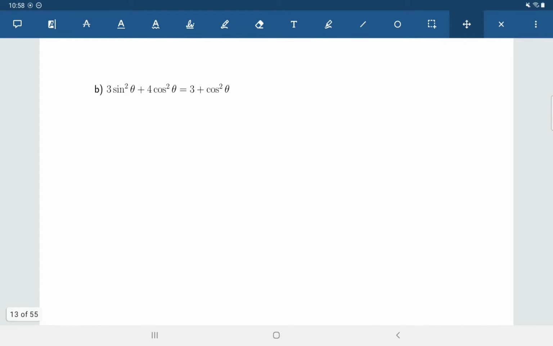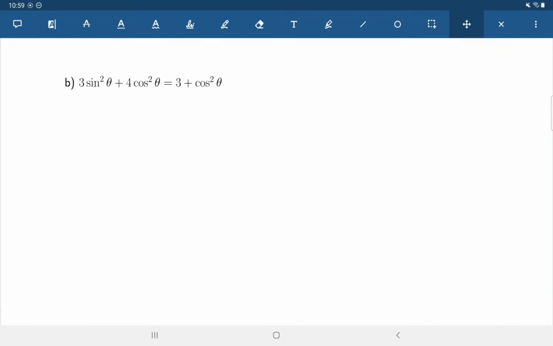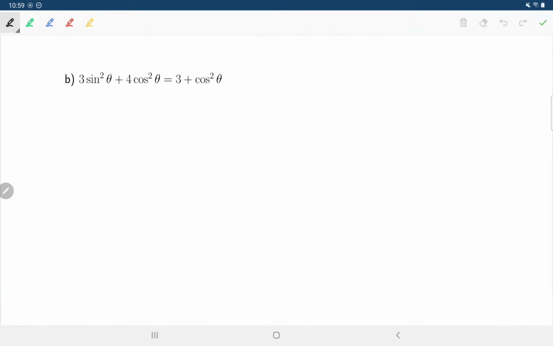All right, let's do another one here. We've got some sine squareds, some cosine squareds. Whenever I'm thinking about what identities to use, I always ask myself, what do I see and what is it reminding me of? And I'm looking at this and I see sine squareds and cosine squareds, which is making me think very much of the Pythagorean identities. So I'm going to start with this.